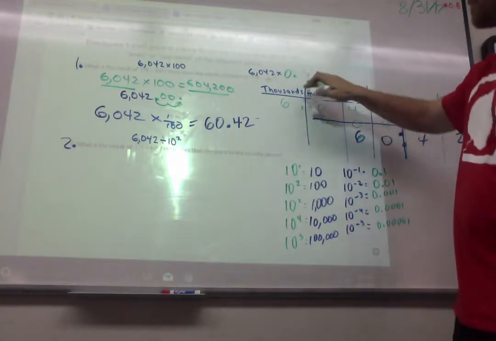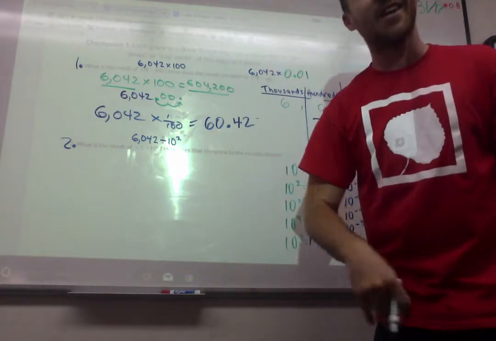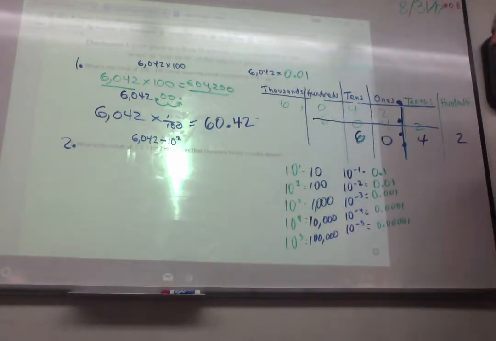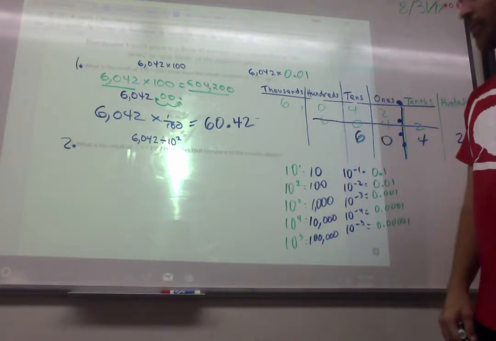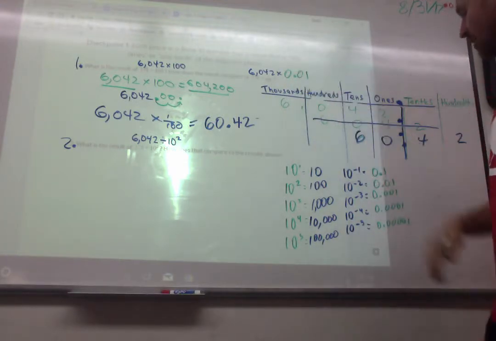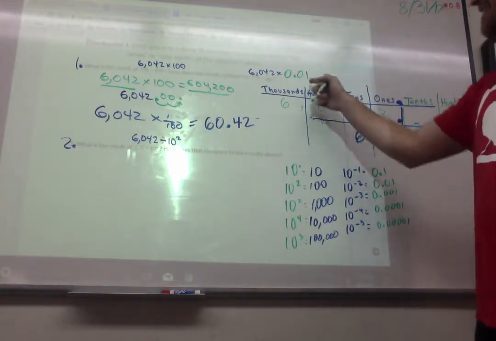Excuse me. Thank you for that. I knew you were thinking that was wrong. That's 1/100th, not 1/10. 1/100th. The problem is, what's this number times 1/100? Negative 2, 10 to the negative 2 power is the same thing.